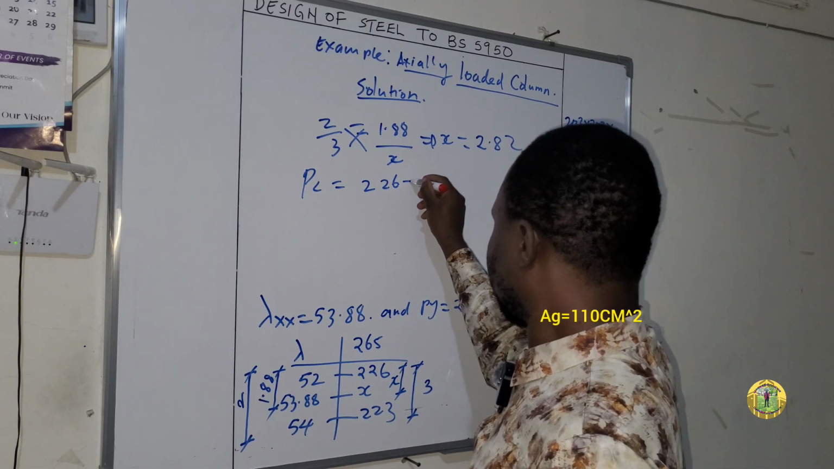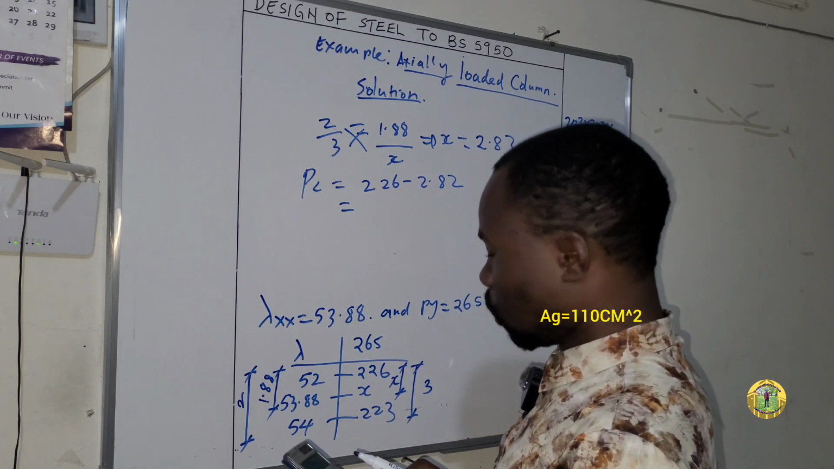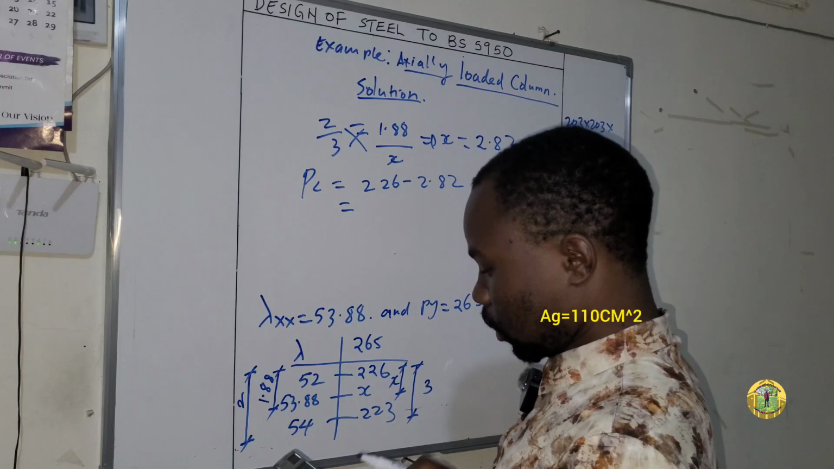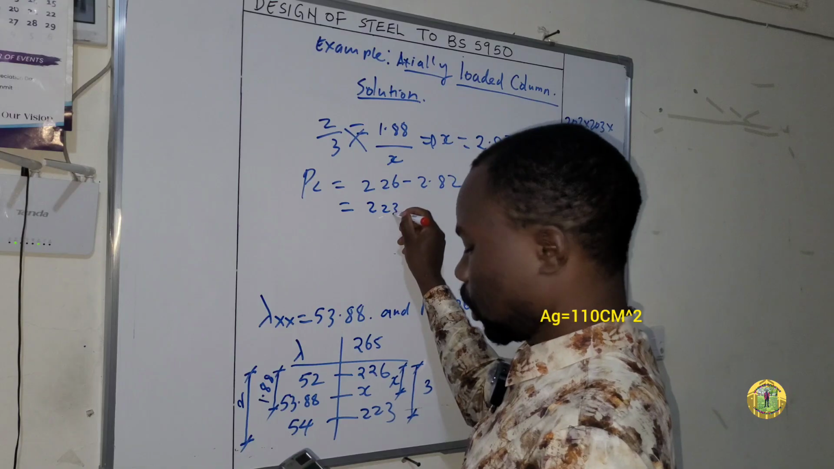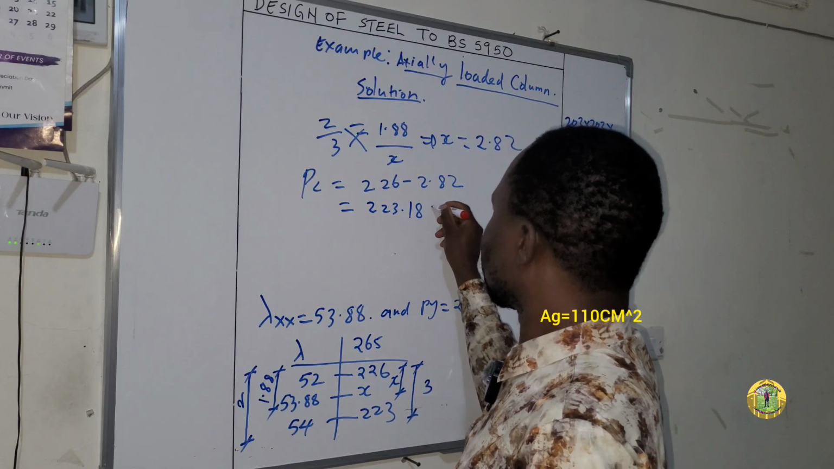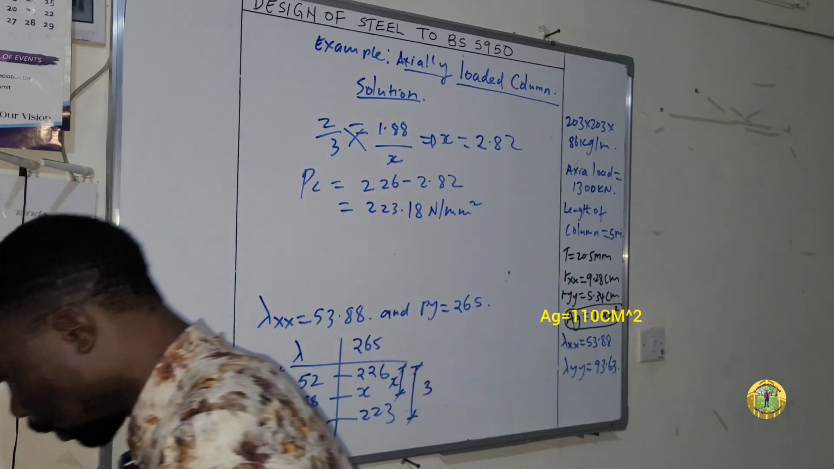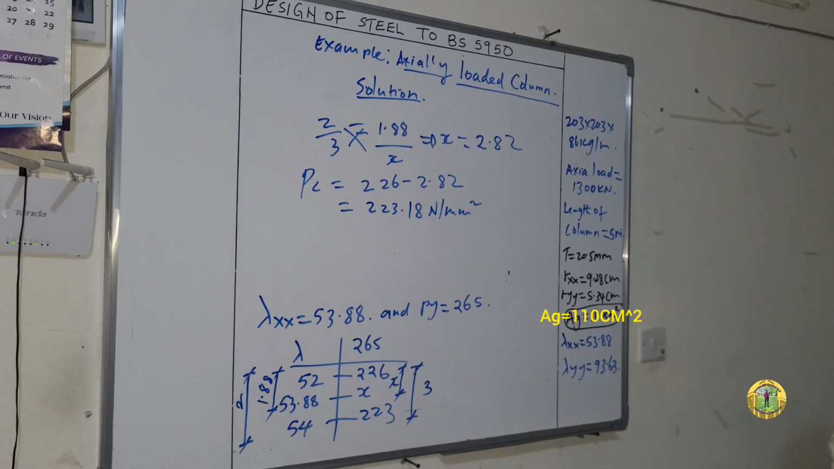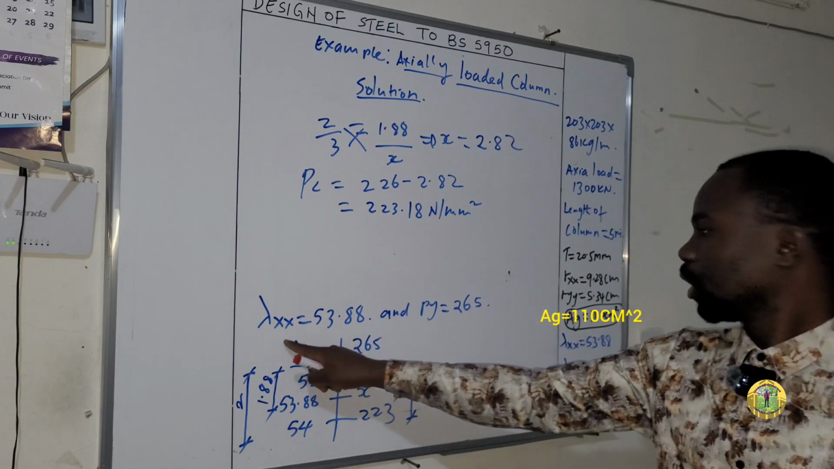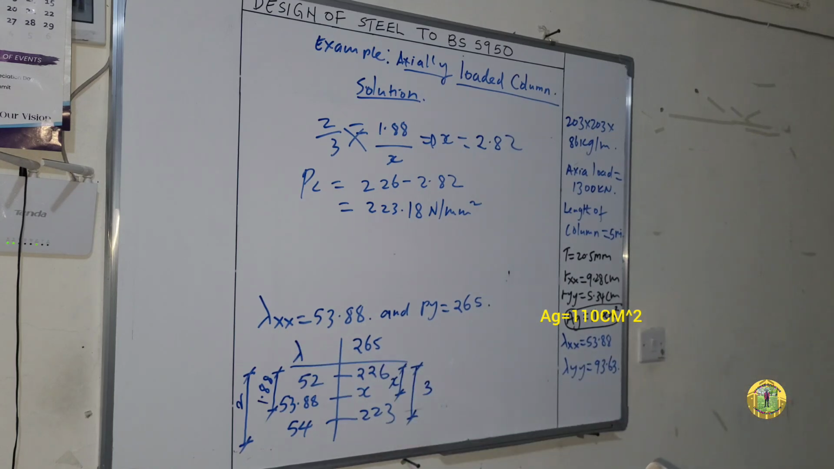So Pc is equal to 226 minus 2.82. So this one is equal to 223.18 Newton per millimeter square. So that is our Pc for the X axis. This is our Pc we have obtained after using the slenderness ratio for the x axis.